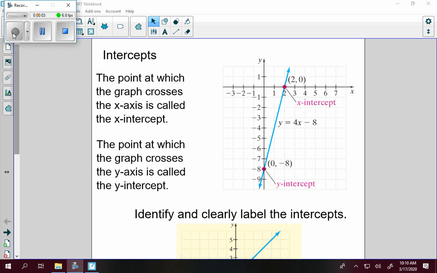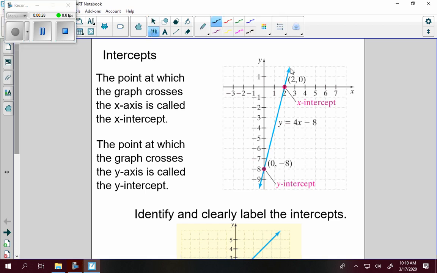All right, now we're going to look at intercepts and how to graph using the intercepts and also how to graph using slope-intercept form. So when we talk about intercepts, we're talking about the point at which the graph crosses the x-axis or the y-axis. The point at which the graph crosses the x-axis is called the x-intercept. So as you can see on this graph, there's the x-axis and there's the x-intercept.